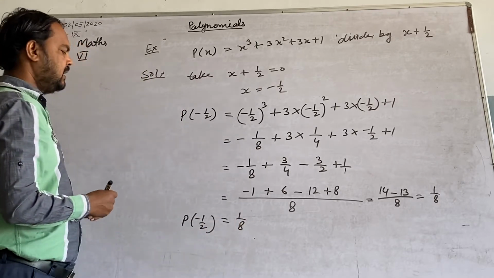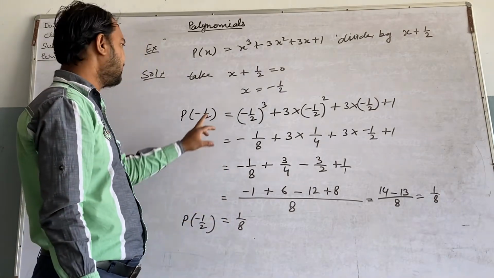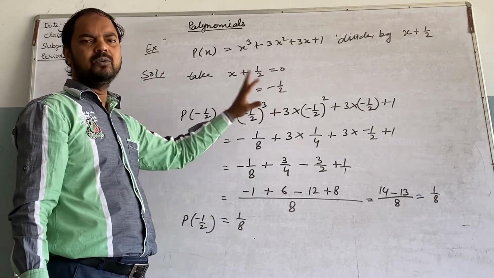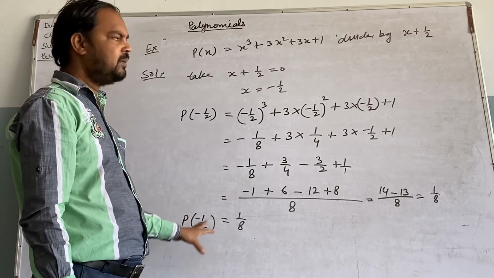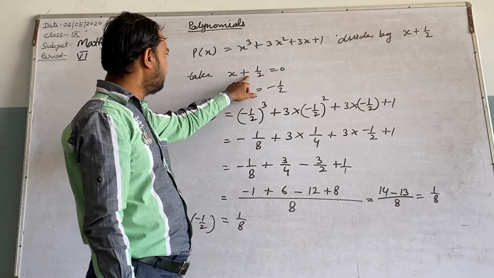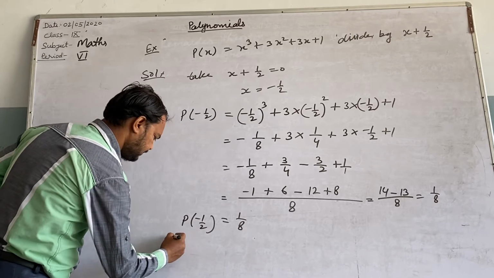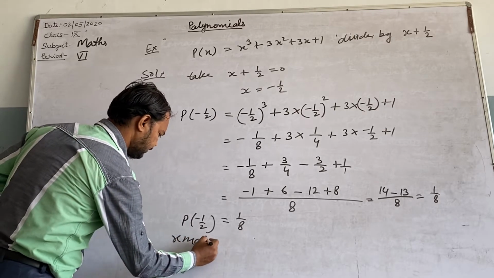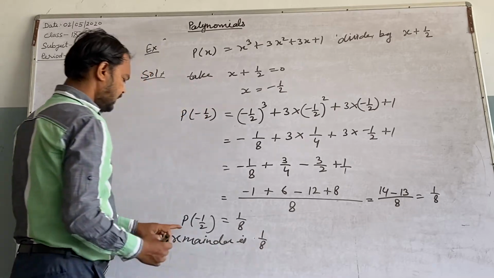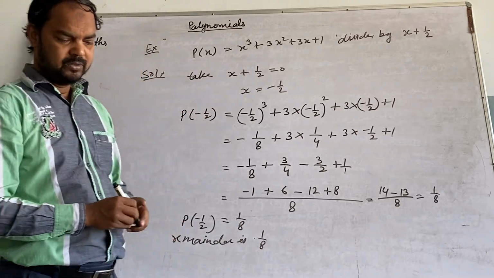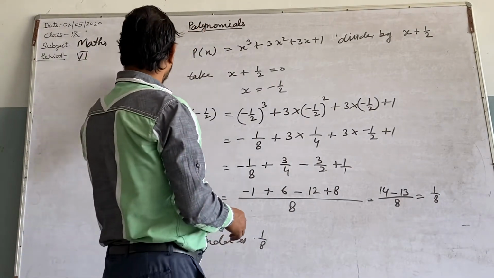As we did in the last class, this is called the value of the polynomial at x equal to minus 1 upon 2, and this is called the remainder of the polynomial when divided by x plus 1 upon 2, right? So the remainder is p of minus 1 upon 2. So let us try some more questions as homework.